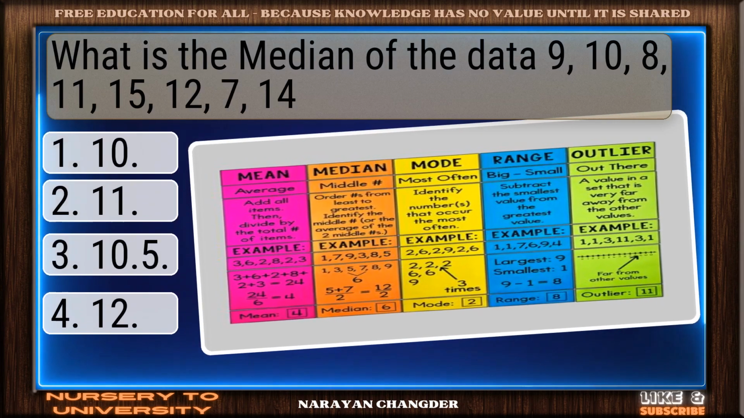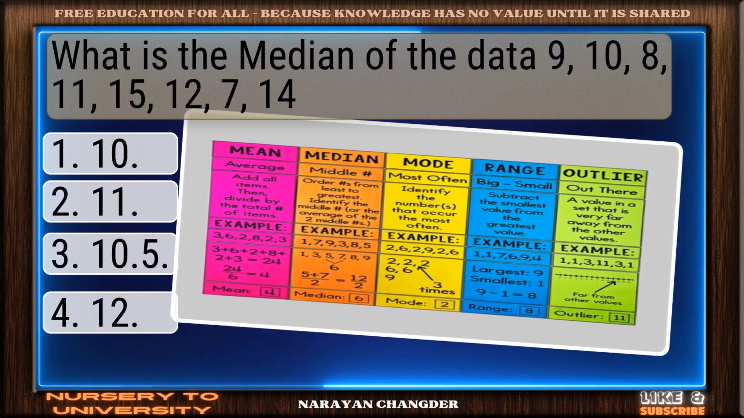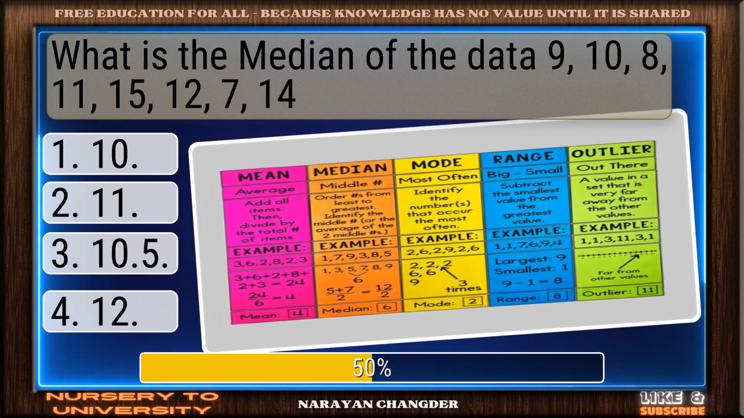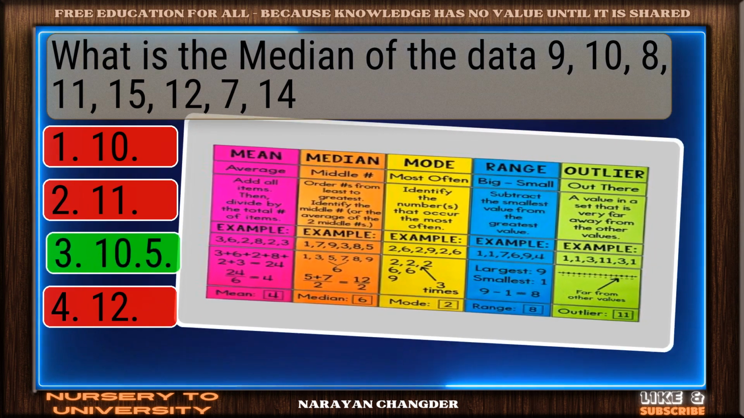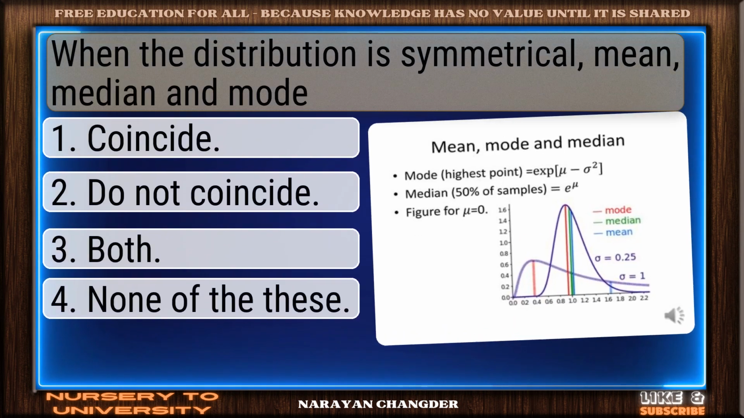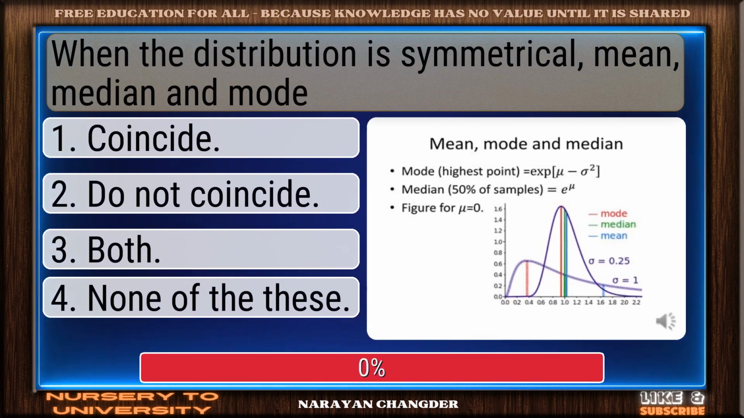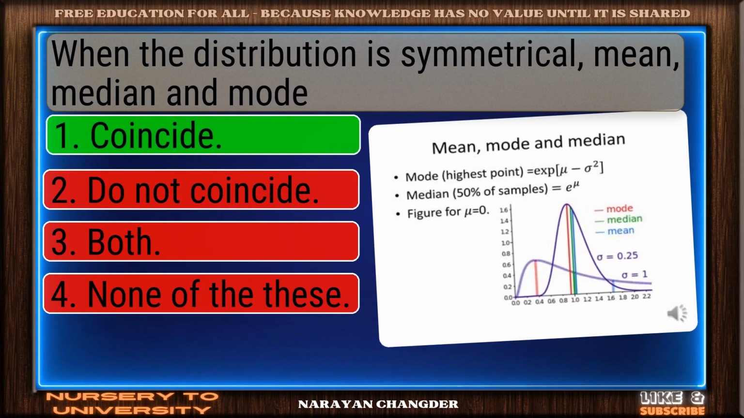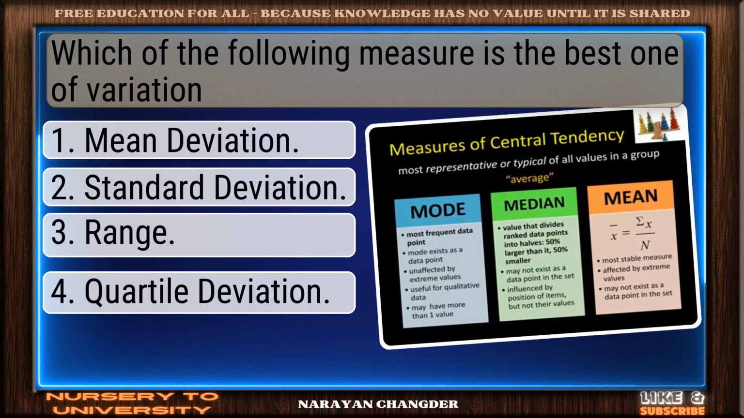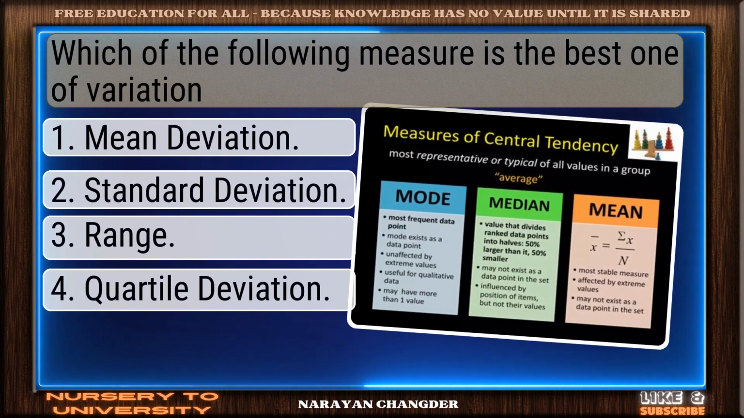What is the median of the data 9, 10, 8, 11, 15, 12, 7, 14? Perfect. 10.5 is the one. When the distribution is symmetrical, mean, median, and mode... On track. Coincide is correct. Which of the following measure is the best one of variation?